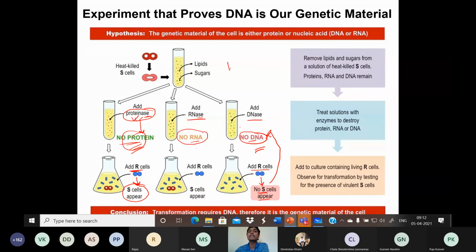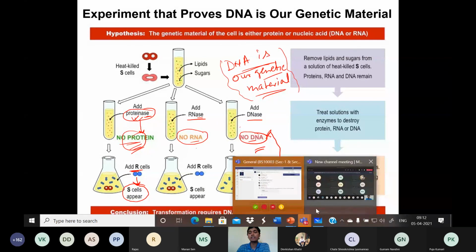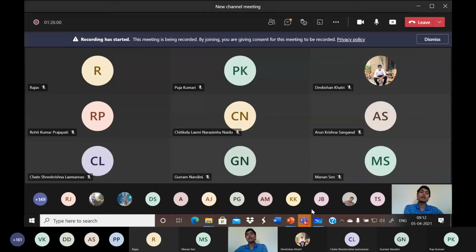So now we can say that DNA is genetic material, not just ours, because this is in bacteria, but later on we found that in every living organism, DNA is genetic material. I hope all of you understood this experiment if you are here in the class. It's clear, right? Yes. Very good.